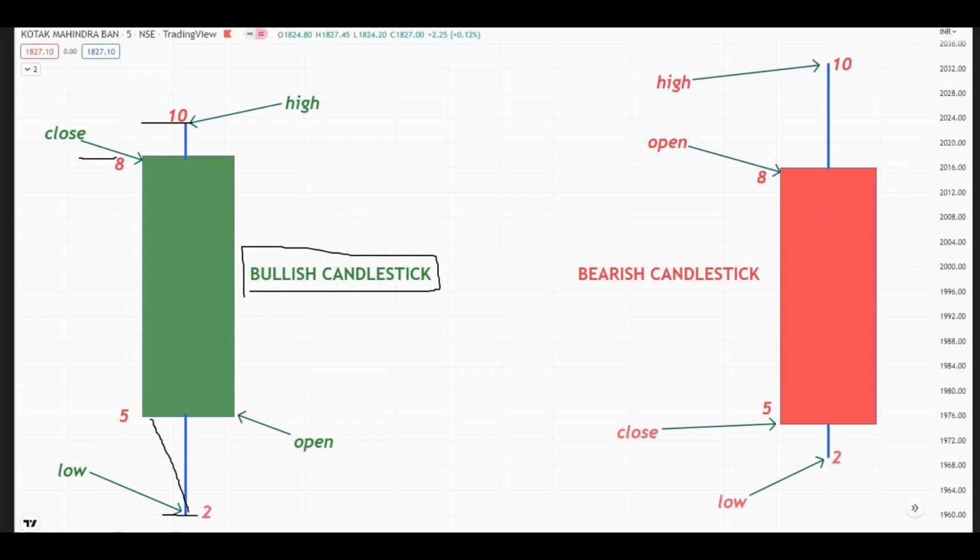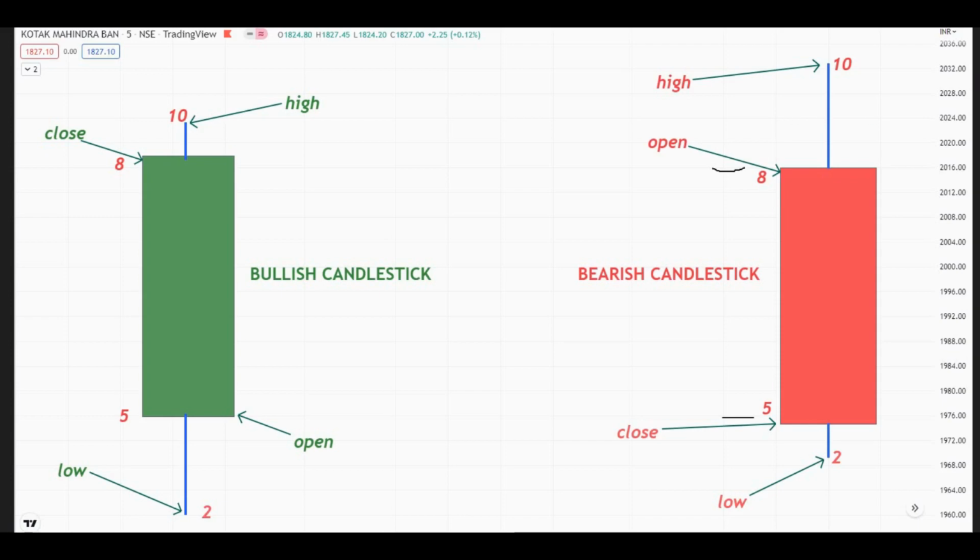Similarly, in a bearish candlestick, say prices opened at around 8 rupees in the morning, but prices closed around 5 rupees at the end of the day. So what does it signify? It signifies that prices made a substantial loss during the course of the day.